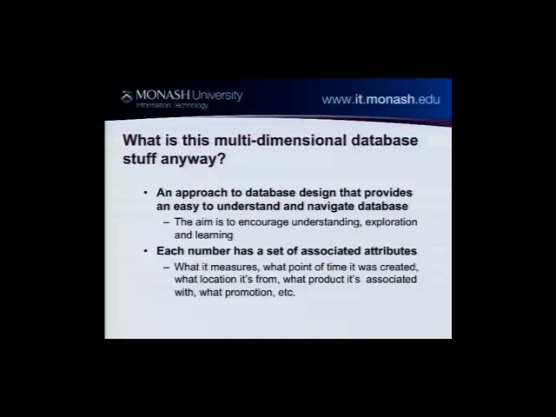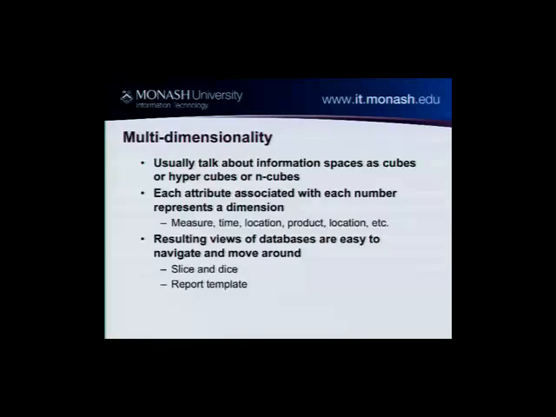So the idea is that each number is described by what it measures, the point of time that it was created. Time turns out to be quite an important element of dimensional modelling. The location, etc., etc. It's when that information is included with the more quantitative data that you actually start to get insight into the organisation, into the business problem. So multidimensional models are based on this metaphor of an information space and the idea that numbers are described by usually qualitative textual labels and attributes and so on.